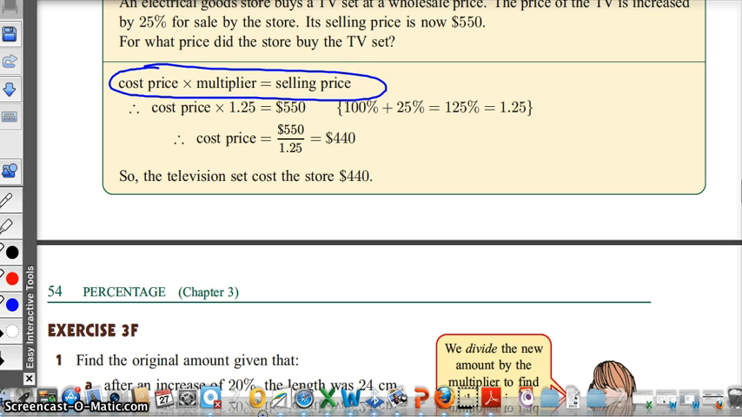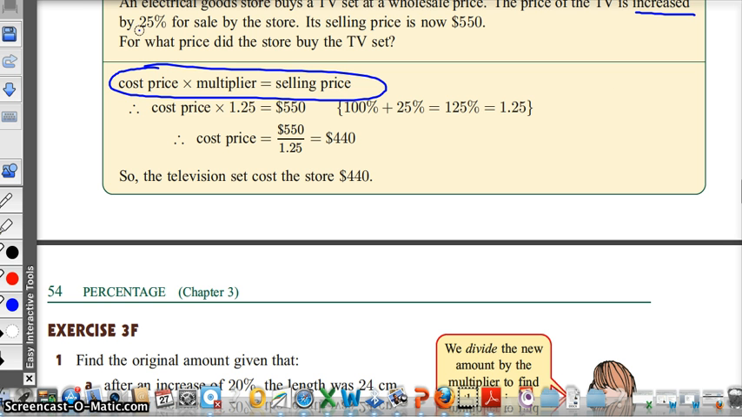So an electrical goods store buys a TV set at a wholesale price. The price of the TV is increased. The moment you see the word increase, Ben, what do you think in terms of the multiplier? What does it look like? It has to be above 1. Excellent. Perfect answer. It has to be above 1. It has to be 1 point something the moment you see increased.